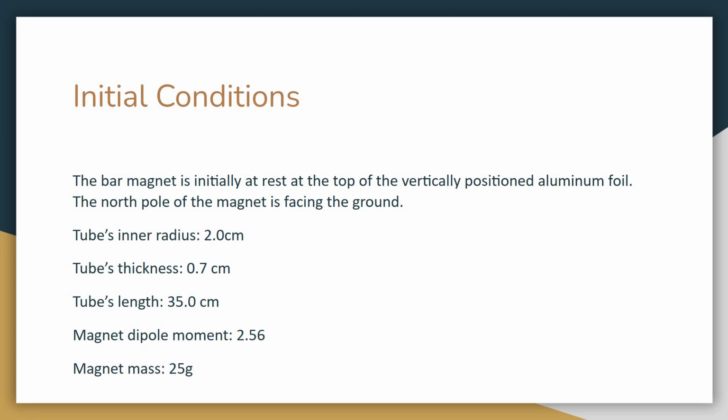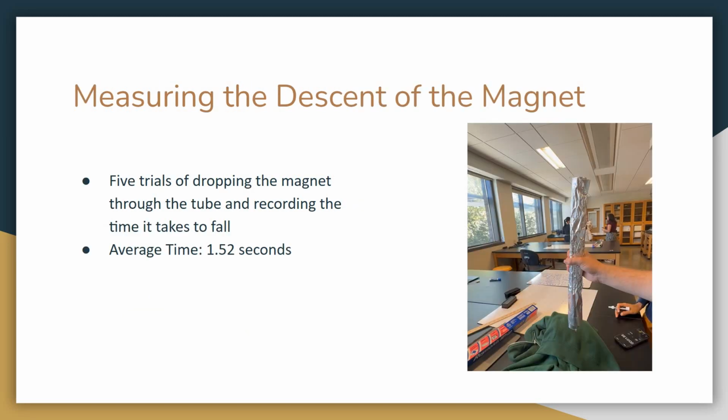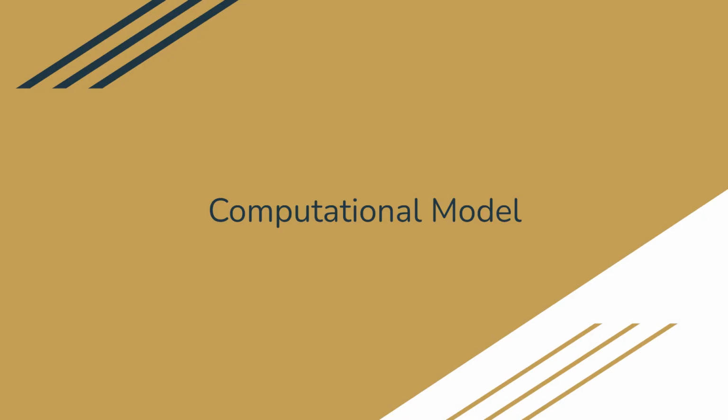mass is 25 grams. And measuring the descent of the magnet, we did 5 trials of the magnet falling through the tube, and then we took a recording of the time it took to fall, and an average of 1.52 seconds was concluded. And there's an image of us doing the experiments.